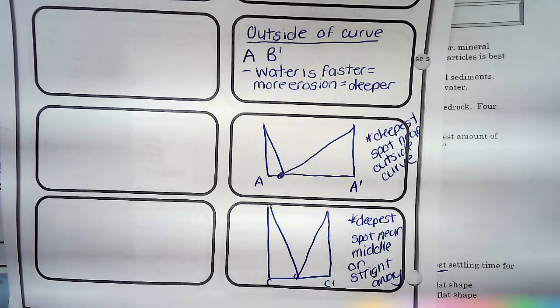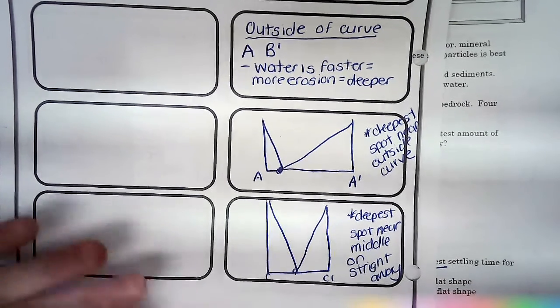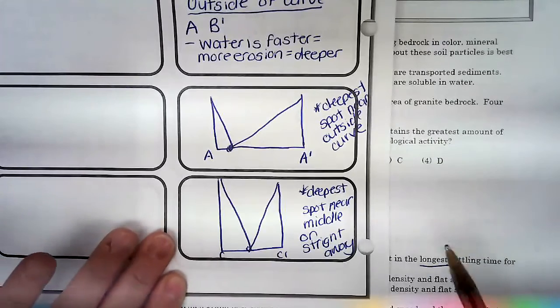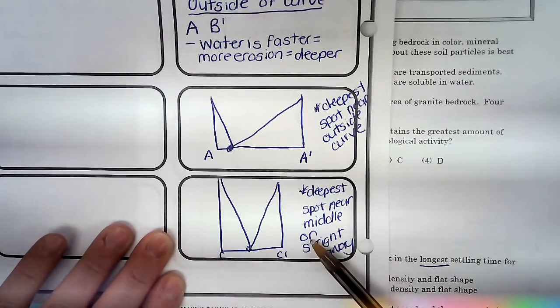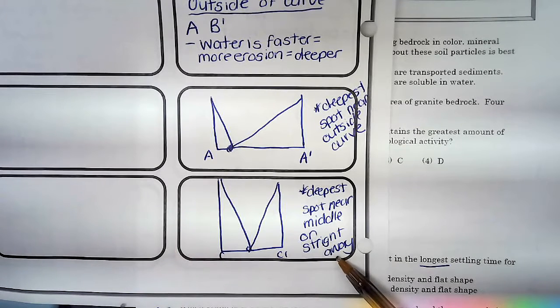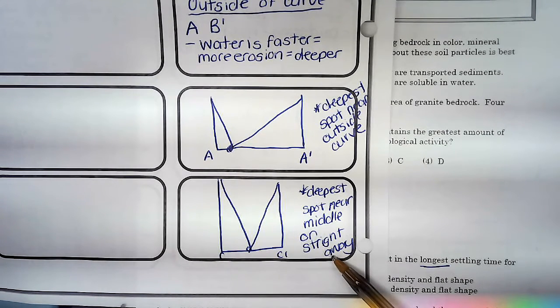Couple more things about running water. We talked about the life cycle of a stream. What are some key features? Oh, I see you guys are still looking. What can't you see, Kelvin? Here. This says deepest spot near middle on straightaway. Anybody else not able to see something I wrote? Everybody got that part so far? Can I move?